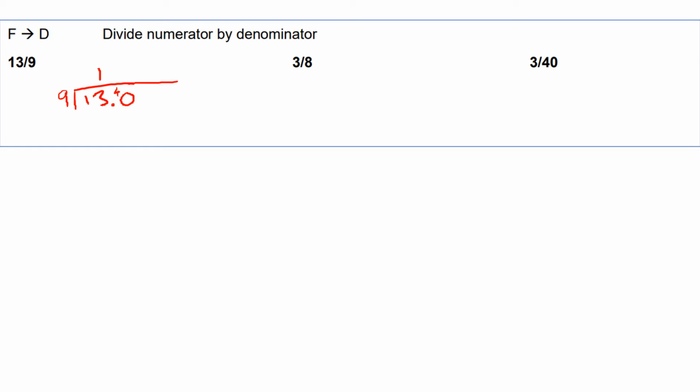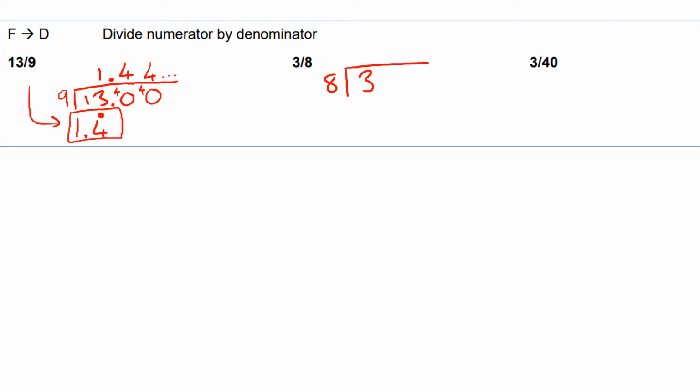No, 4 times. 4 9s are 36, remainder 4. We stick a decimal place where the decimal place is, and that's going to be 4 again, and that pattern will repeat. We can see that's just going to give us 4 remainder 4 every time. So this as a decimal would be 1.4 recurring. So we use a little dot over it to say recurring. 3 over 8, what about that? Well, we want to put 8 into 3.